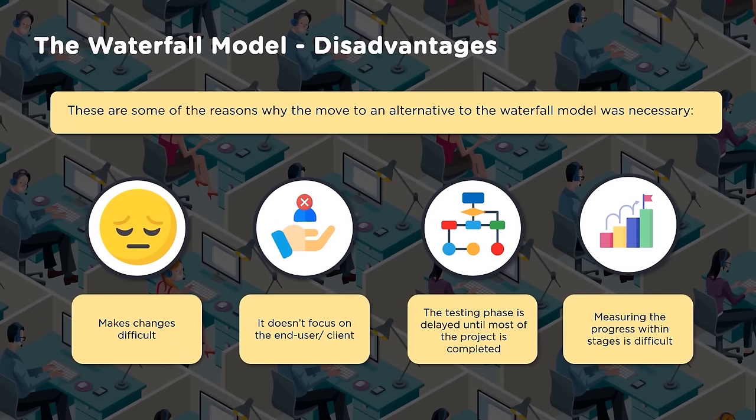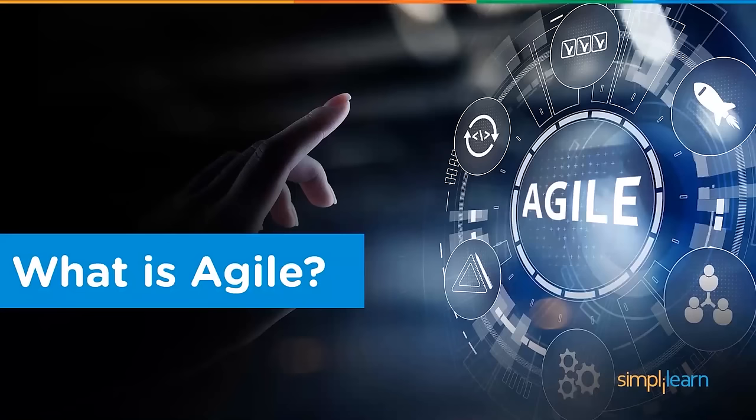Now let us look at how Agile is going to help us address these disadvantages mentioned in the waterfall model. So what is Agile? The basic meaning of Agile is to move faster, be flexible, respond to change, etc. But to accomplish this, there are a lot of methodologies. There is something called the Agile Manifesto and the 12 Principles of Agile, which we need to understand. Following these is what can help us in becoming Agile.